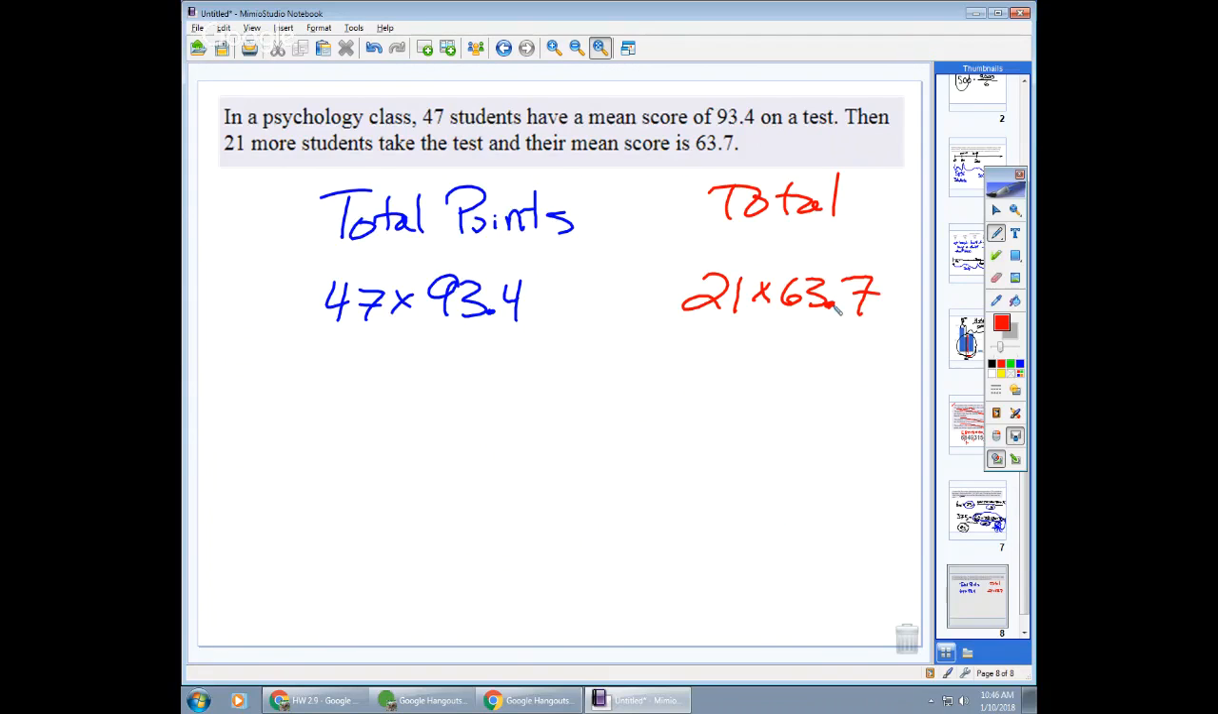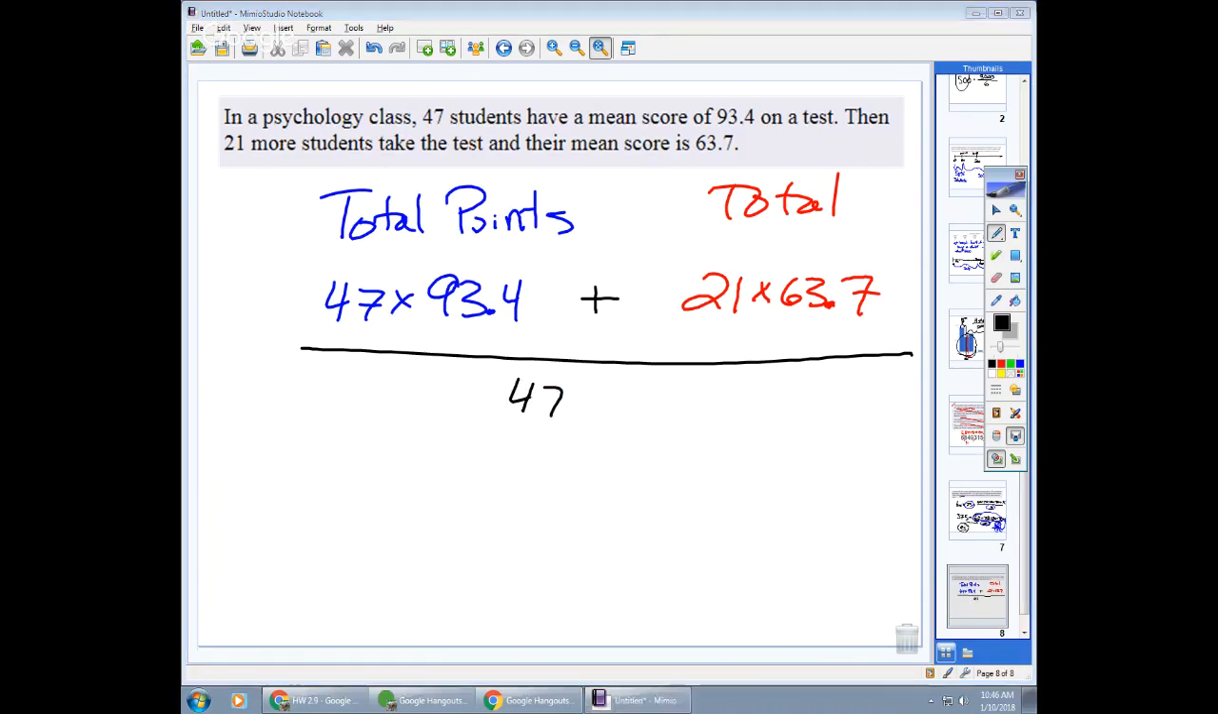What does it mean to calculate average again? Don't you take the total number and divide by how many? Yeah. So at this point right here, to get the average of the whole group, I just add up all of their total points there. And I divide by how many? How many students are there now? Well, the count is now 47 and 21.